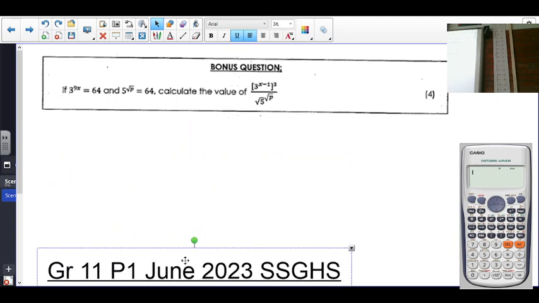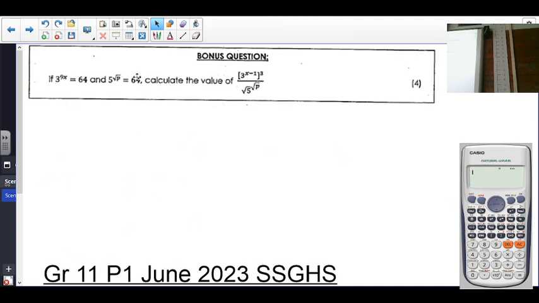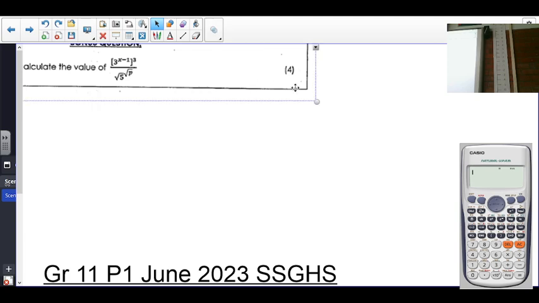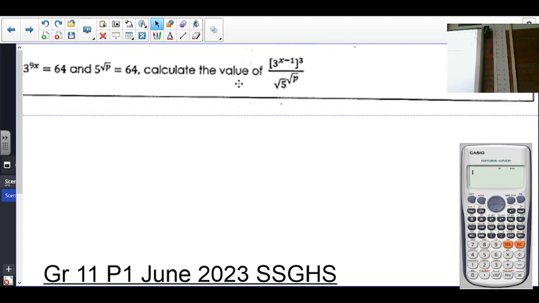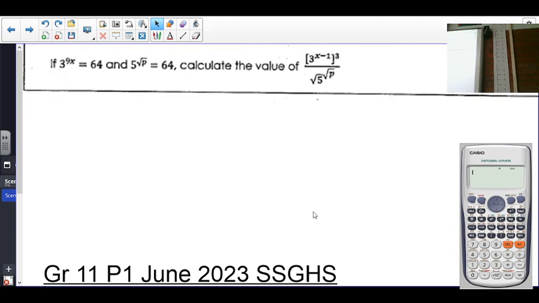Alright, let's look at this bonus question quickly. We are told that, let's just make this a bit bigger, if 3 to the 9x is equal to 64 and the fifth root of p is equal to 64, calculate the value of the expression.